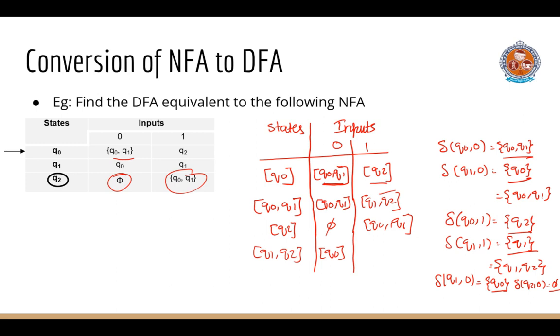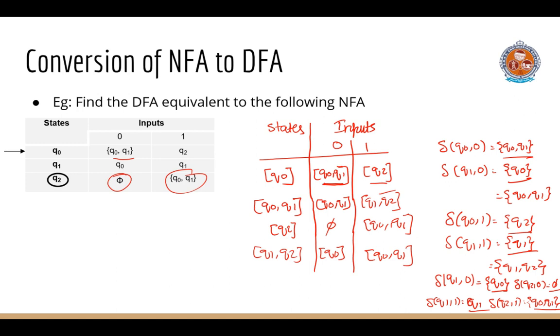Now apply 1 for both of them. So delta of Q1 comma 1 is equal to Q1, and delta of Q2 comma 1 is equal to {Q0, Q1}. So union both these results. Finally we'll get {Q0, Q1}. There are no new states and finally the process has been finished. So this is the transition table for the DFA.